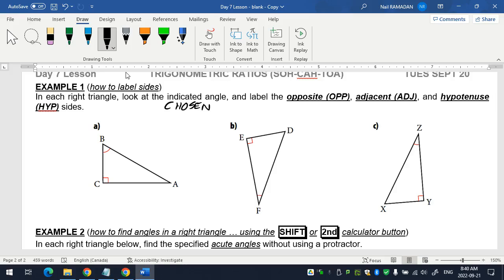So which one here is the hypotenuse in the first triangle, in triangle ABC? Which side? Yes, Noor? Exactly. BA or AB. Okay, so this will be the hype. Go ahead. Okay, so that's 1/3 done. Where is the opposite to angle B?